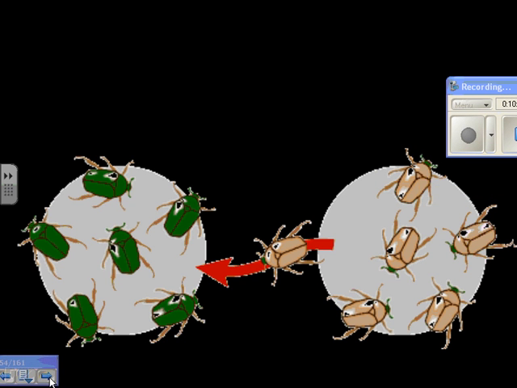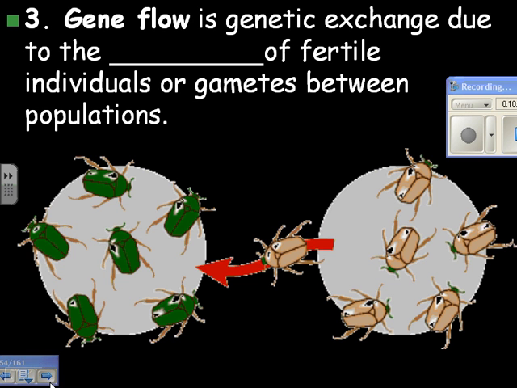The next one is called gene flow. This is a genetic exchange due to migration of fertile individuals or gametes between populations. By gametes, we could say that might mean like the pollen from one population is brought over to another population. Here's an example of green bugs and brown bugs, and gene flow means that one of the brown bugs is going to migrate over here, and so now you have the brown bug allele in that population. So gene flow tends to reduce the diversity between different populations, making them more likely to stay the same species.